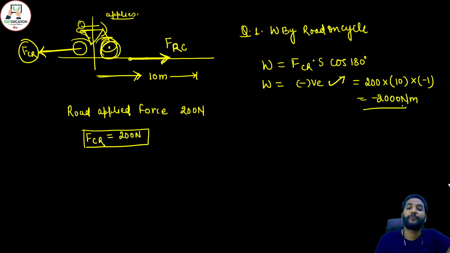Sorry, Newton meter. Okay. But question number two, what is it asking? Work done by whom? Cyclist on the road.